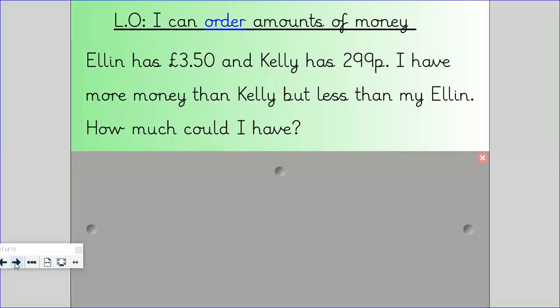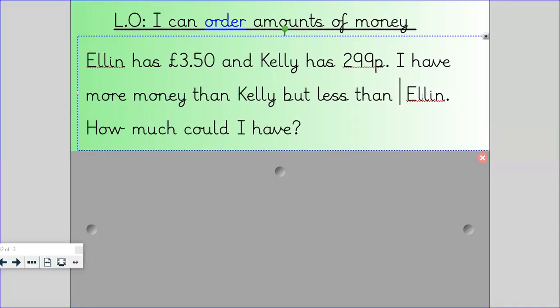The last section of your sheet is some word problems, and I've just got one quick example here of some word problems which you might need to be thinking about ordering amounts of money and using your knowledge of money and converting between pounds and pence. This question says, Ellen has £3.50 and Kelly has 299 pence. I have more money than Kelly, but less than Ellen. How much could I have?